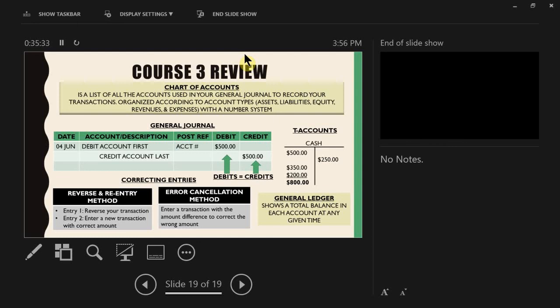And then lastly, the difference between the ledger and the journal, right? The journal is just the daily transactions. The ledger has the amount of associated account balance at the end of the transaction.